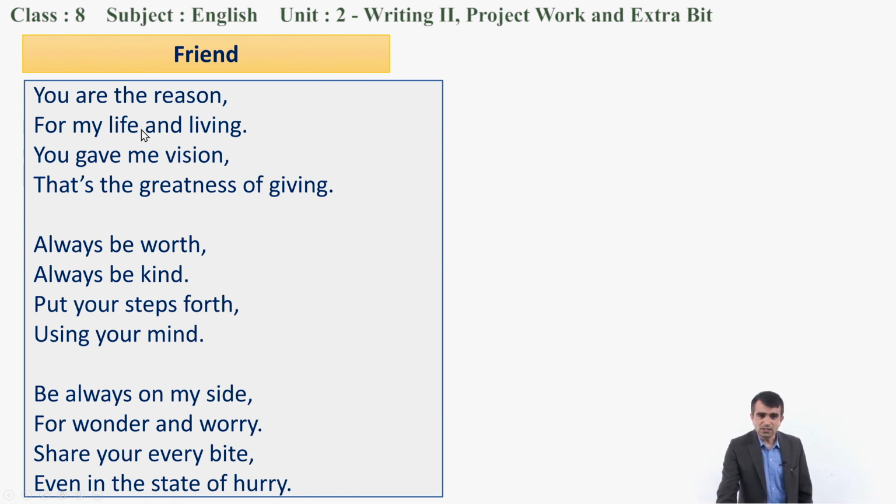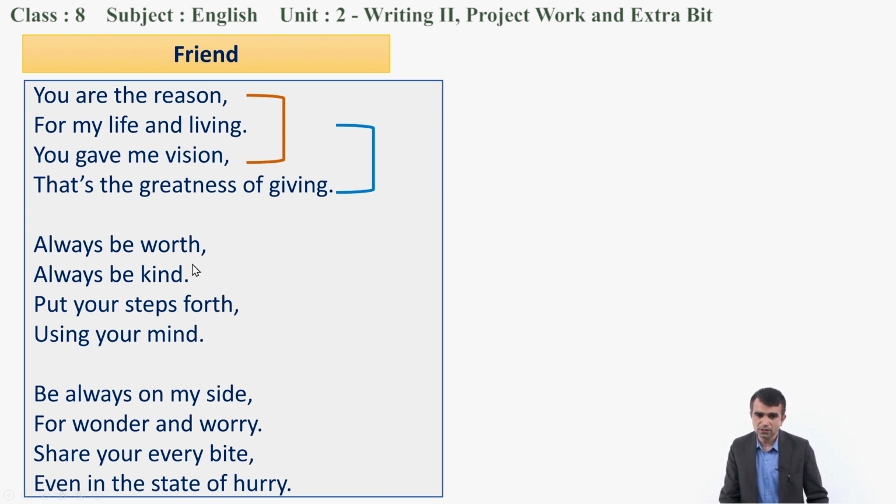You are the reason for my life and living. You gave me vision, that's the greatness of living. Now, what is the rhyming pattern here? You can see, the first line rhymes with the third line, reason and vision. Is it so? Good. And the second line with the fourth line. Okay.